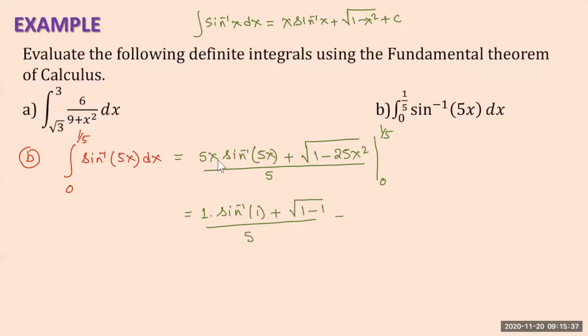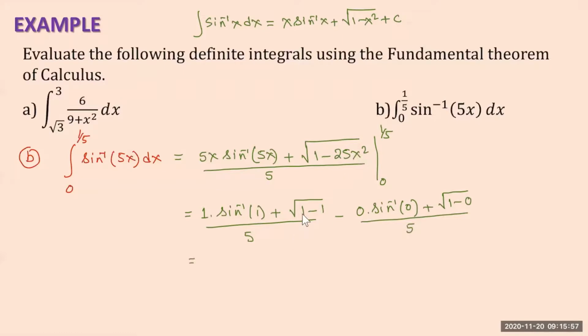So 5 times 0 is 0, times sine inverse 0. Then plus the square root of 1 minus 25 times 0 squared, that is 0, divided by 5.